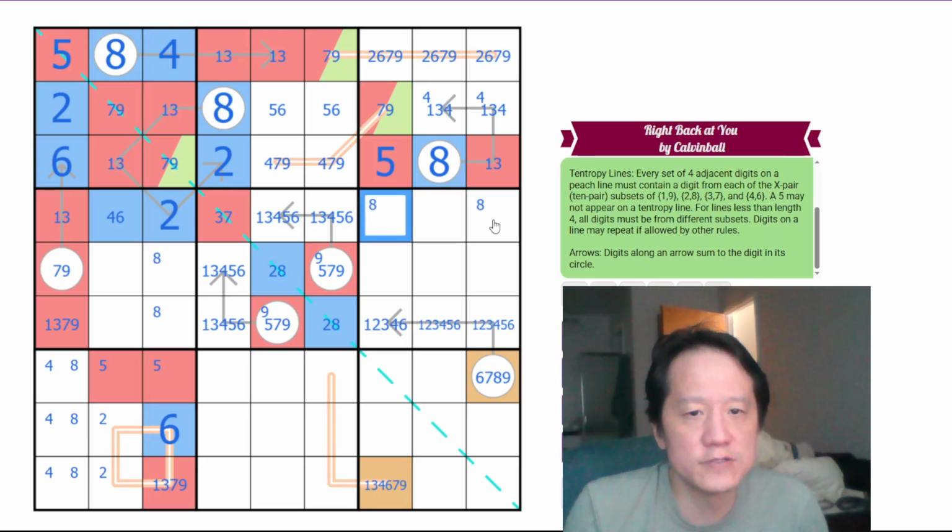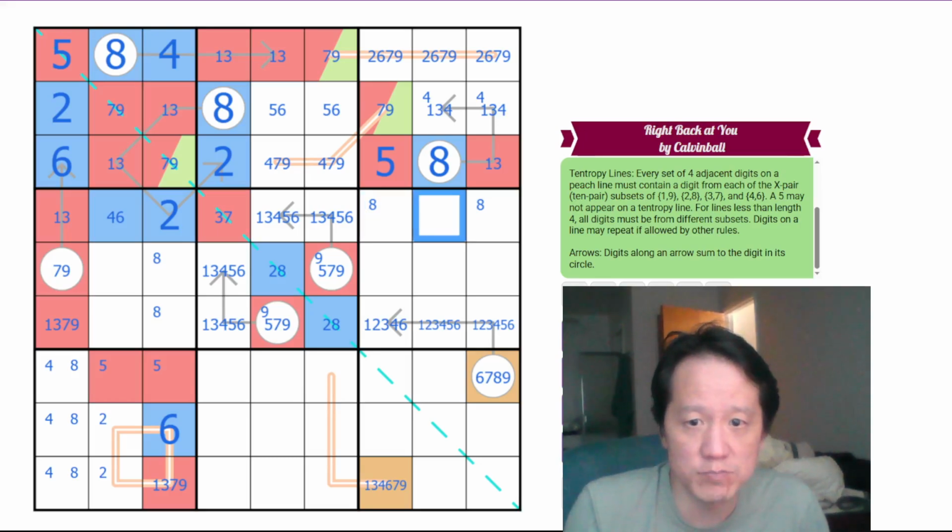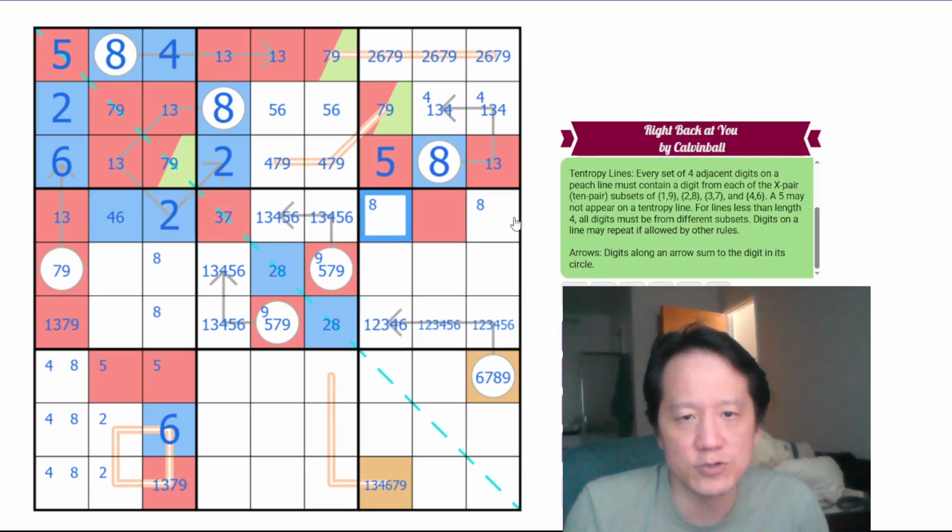So one of these is 8. Okay. One of these is even. The 8 has to be either one of these 2. So this must be odd. Because it cannot be the 4 or 6, which is one of these 2. 8 has to be one of these 2. So this is odd, which forces this to be odd.